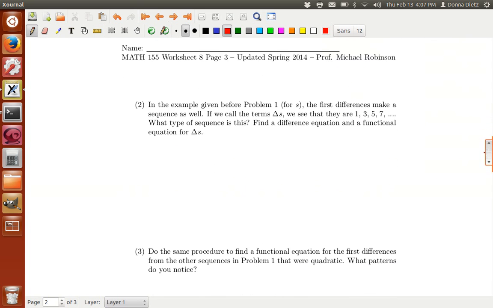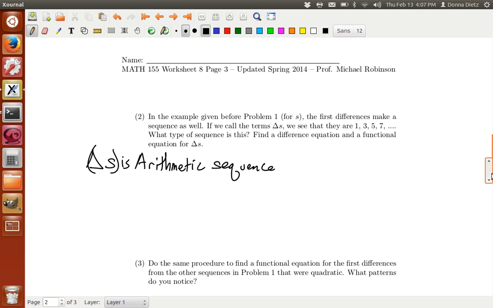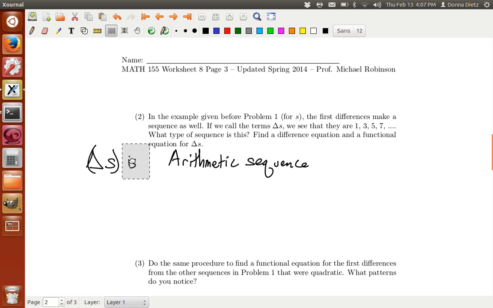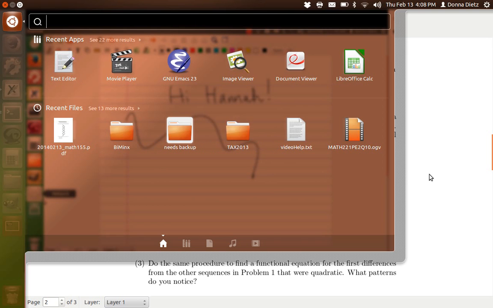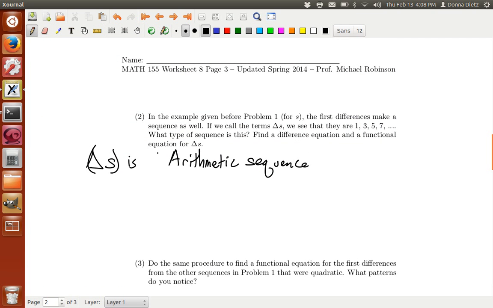So let's see. That sequence of differences is what kind of sequence? Well, it's an arithmetic sequence. Delta S is an arithmetic sequence. We're using that delta in there to represent the name of the sequence. It's an arithmetic sequence. Goodness, I should be correcting my grammar here. And on a tablet such as this, it's not a problem. What happened? Oh boy. Oh, it is an arithmetic sequence.